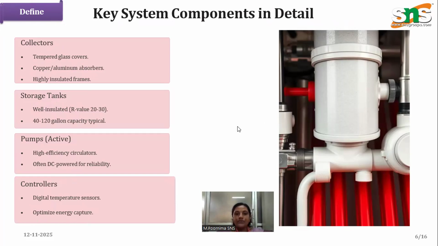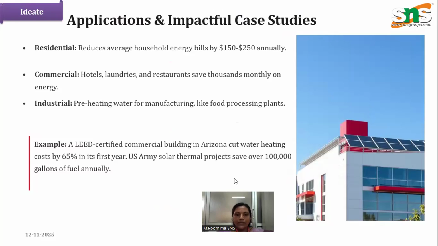Okay, now the next part is applications. We have three main applications: residential, commercial and industrial. In residential use, the average household's bill is reduced by 150 to 250 dollars annually. In commercial use, hotels, laundries and restaurants save thousands of dollars on energy. And the last one is industry, preheating water for manufacturing, like a food processing plant. These are the main applications.